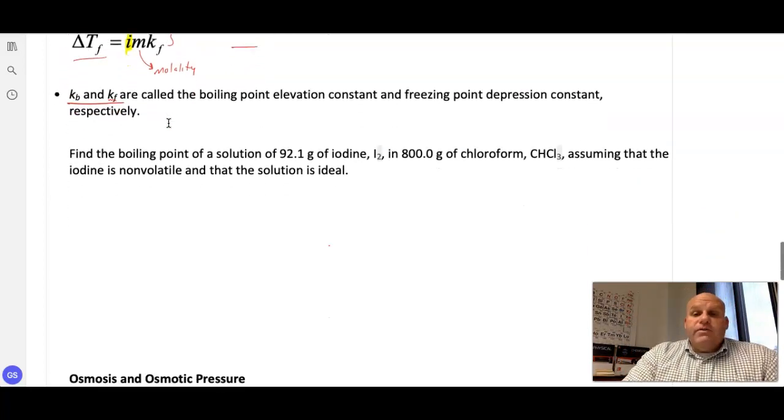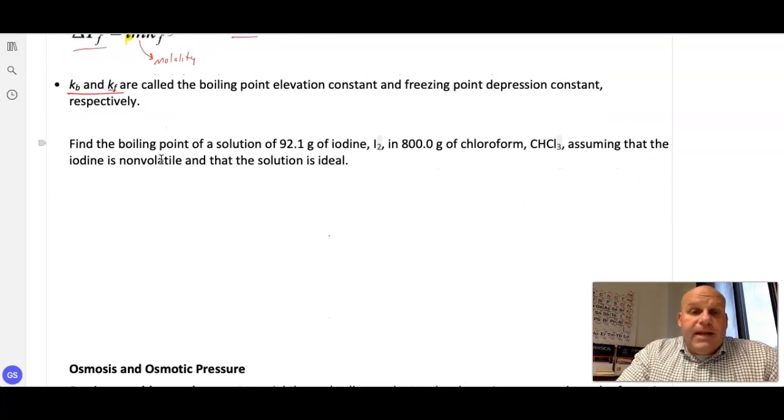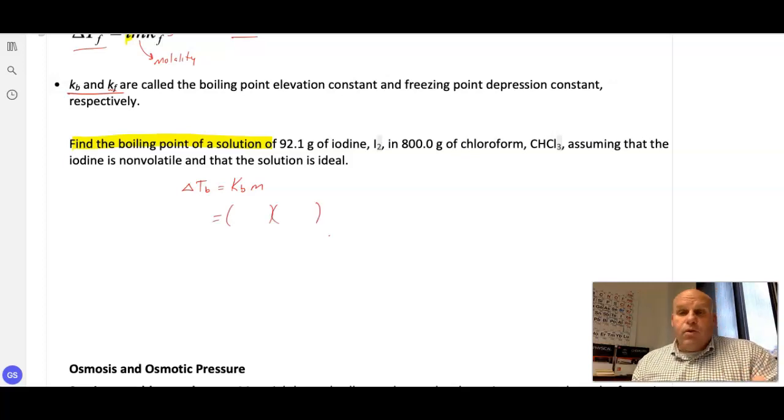Okay, go ahead and pause the video for a second to copy down this problem. Okay, so as I take a look here, find the boiling point of a solution. All right, so that tells me I need this equation here. All right. That means I need a KB value. This is a value you would look up. There's a table in the PowerPoint and in the book.